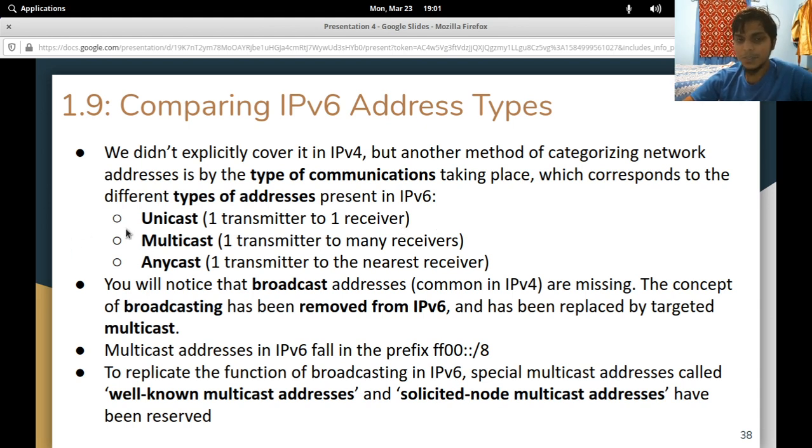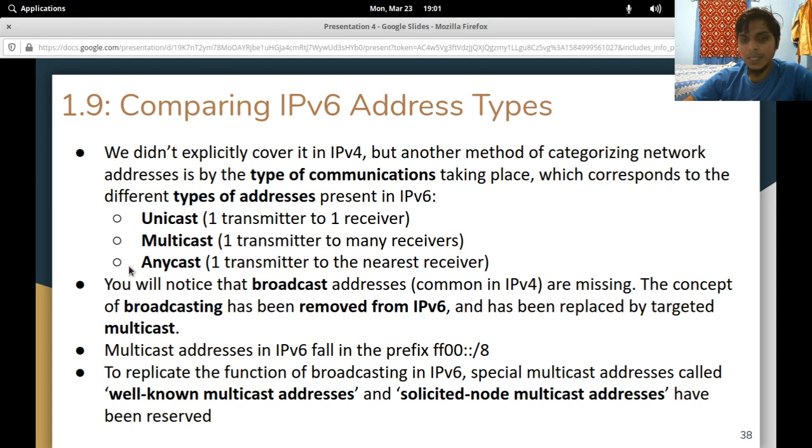That's unicast transmission. Multicast transmissions and multicast addresses facilitate one transmitter to many receivers. So multicast is used a lot in the video world, where you have one server transmitting a stream and a bunch of people tuned in to that one transmission stream. That's multicast.